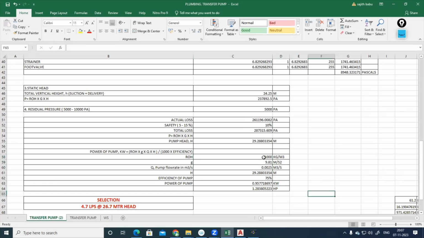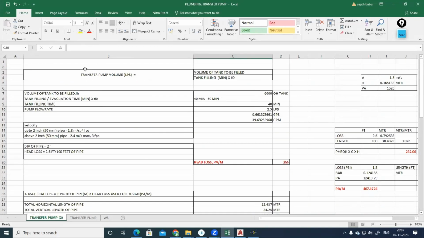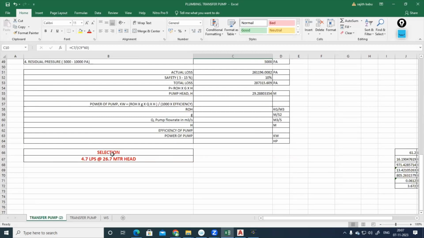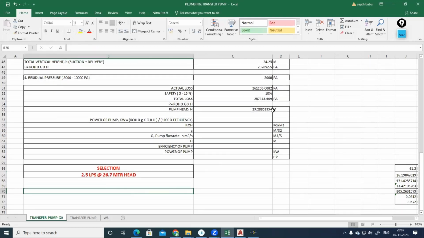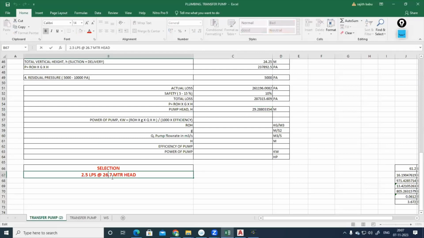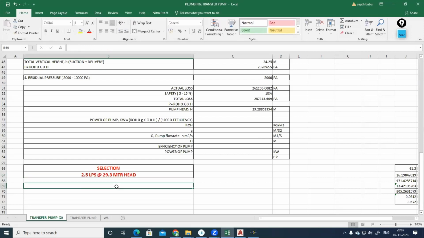Okay, fine. Now our selection: the pump flow rate is 2.5 liter per second, at how much meter of head? Pump head is this one, 29.28, let's say 29.3 meter of head. That is our selection. Clear? So to select the pump, only the flow rate and head are required.